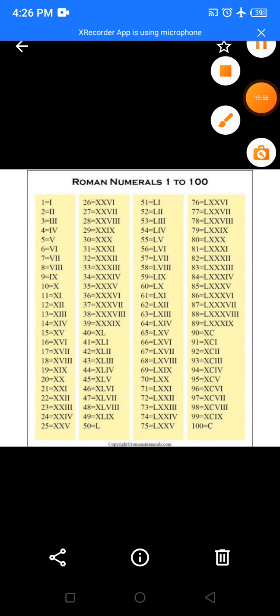This will be your answer. First you will copy the question and then you will write the answer. Now see the next question. The next question is 55. Now how will you write in Roman numeral 55?